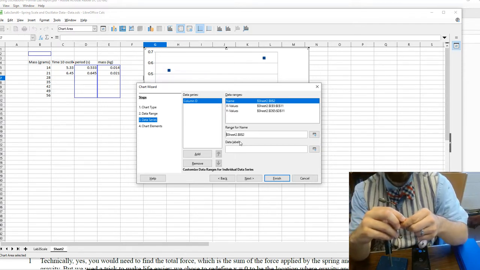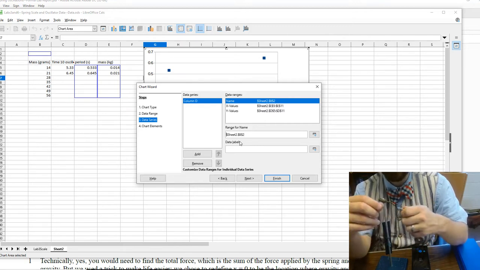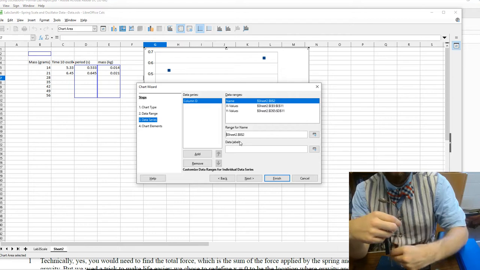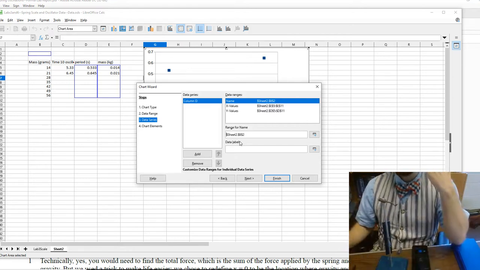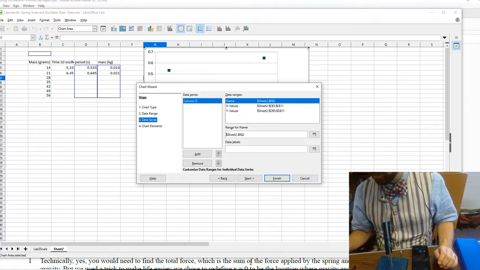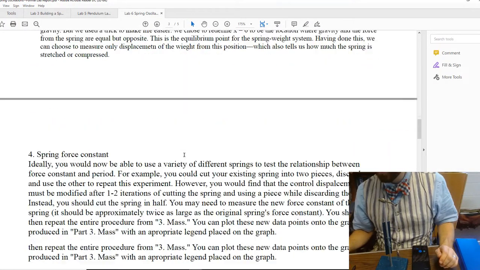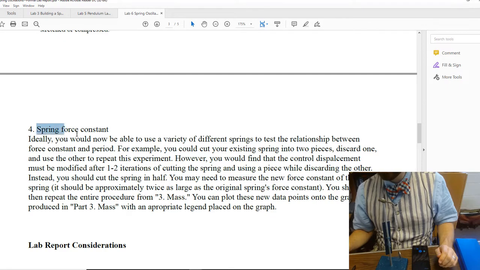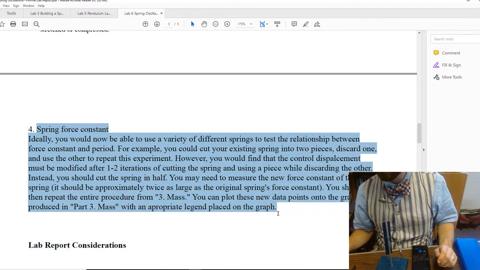basically only half of your spring is actually being allowed to stretch, and it means that you're going to have a different spring constant for your spring than if your whole spring can stretch. And so that basically goes with, in these instructions, the spring force constant part.